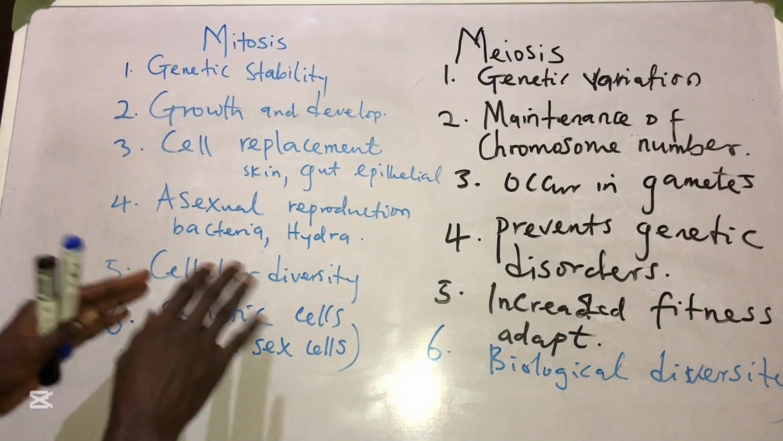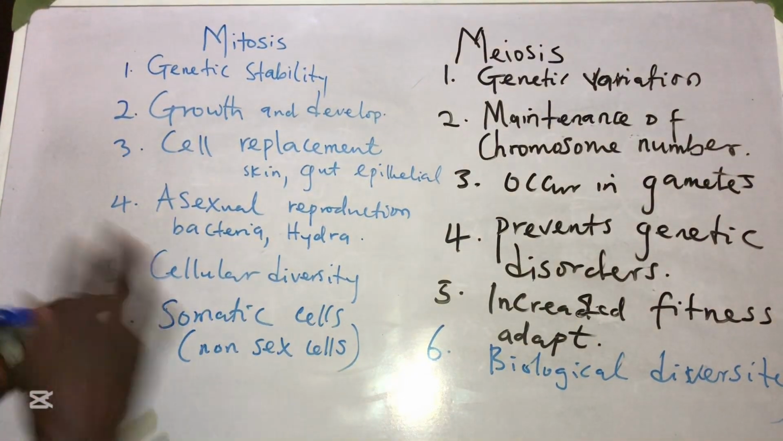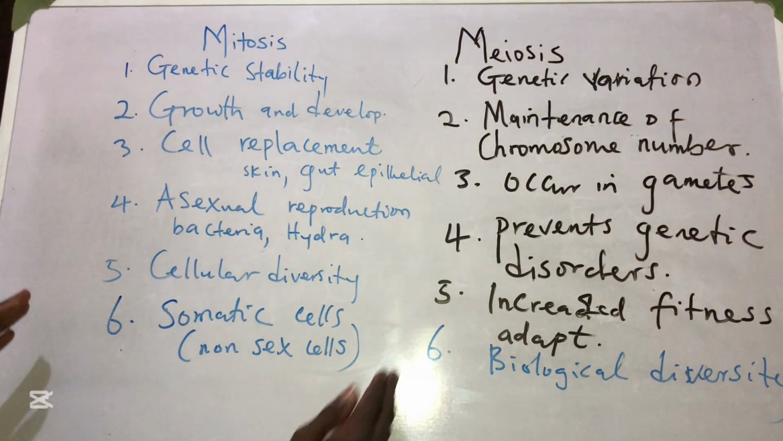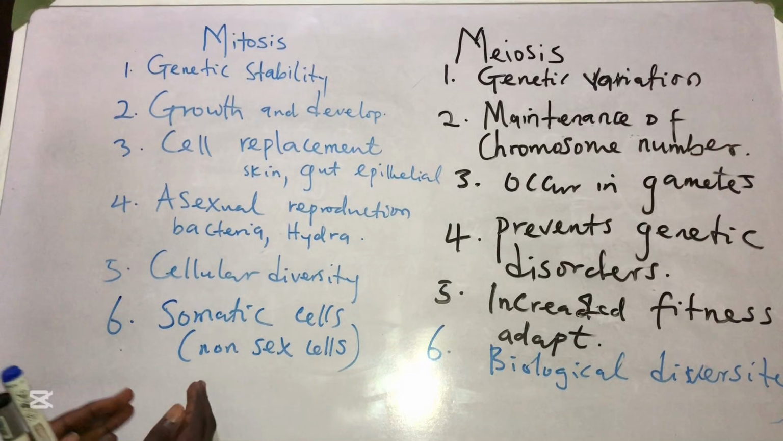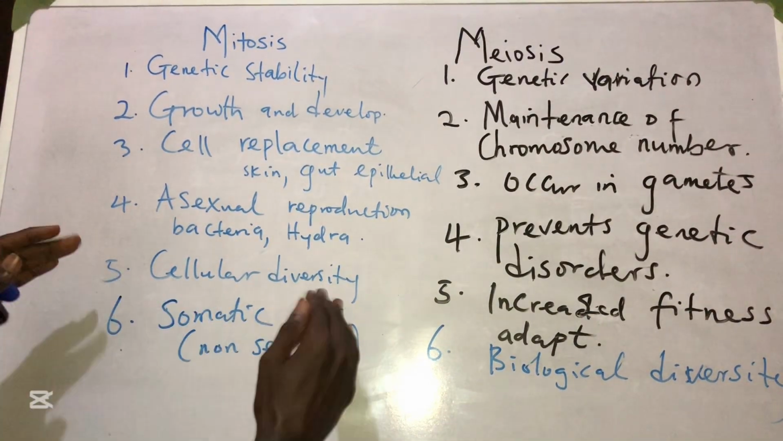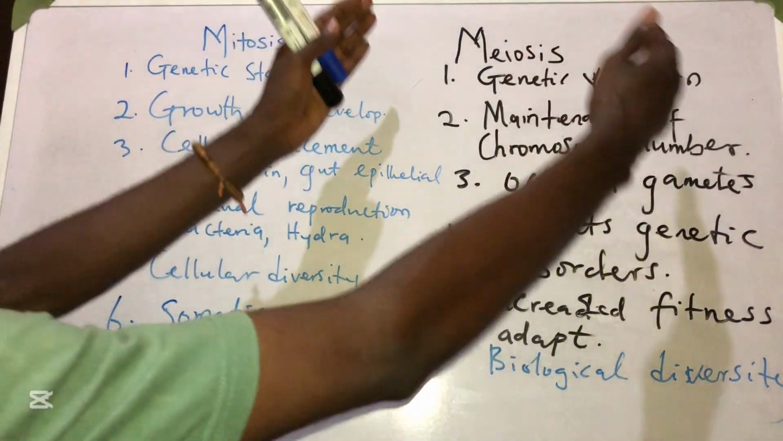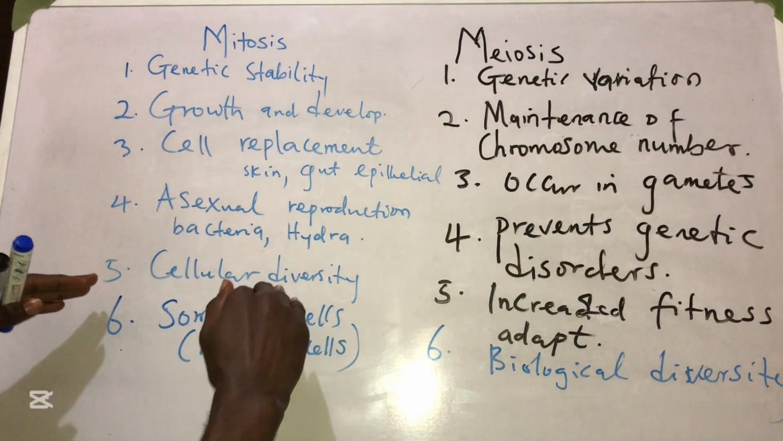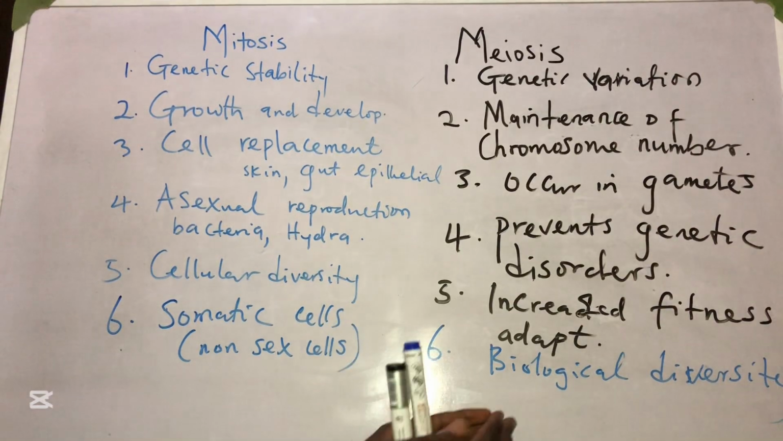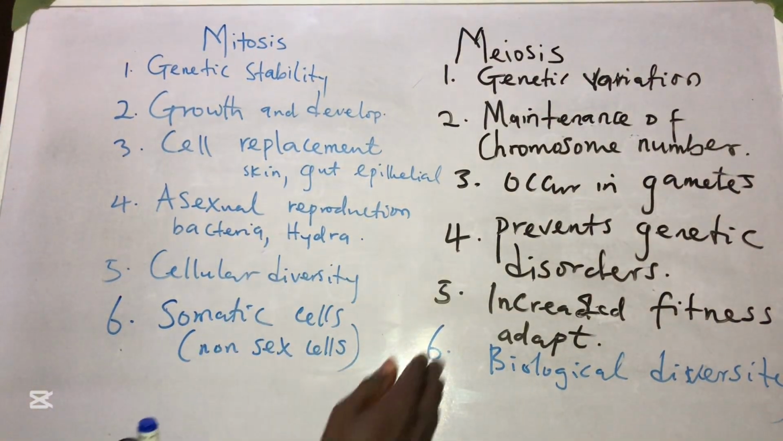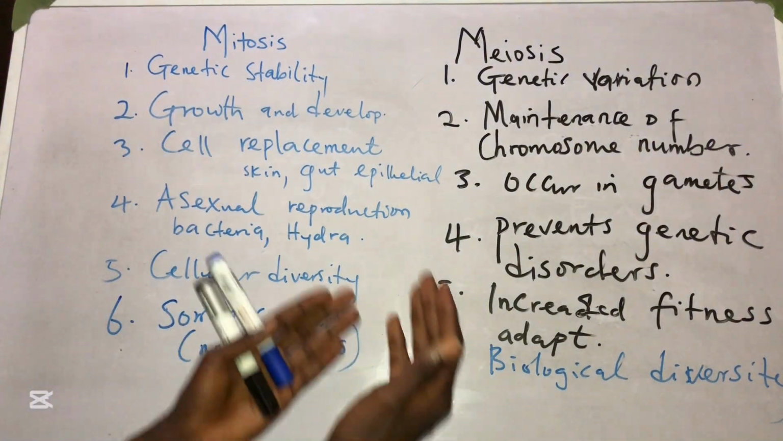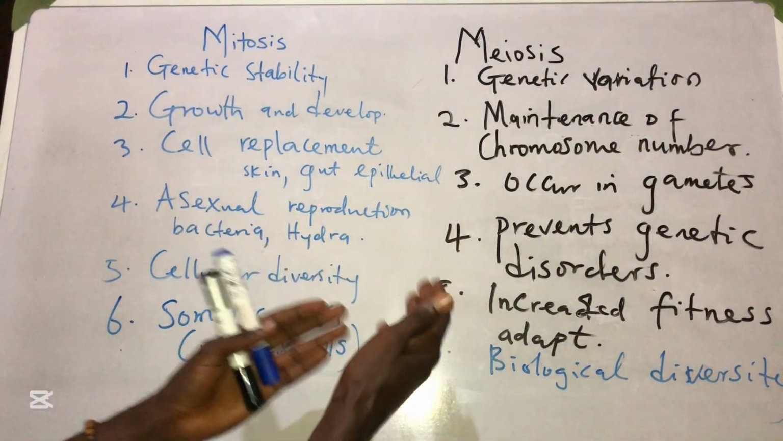So in mitosis, we are talking about diversity of cells. Different types of cells are being produced. In this case, we are talking about humans. So in the body of this human person, different types of cells are being produced. But in meiosis, we are not talking about cellular diversity, we are talking about biological diversity. It gives rise to biological differences, while organisms look slightly different from their parents.